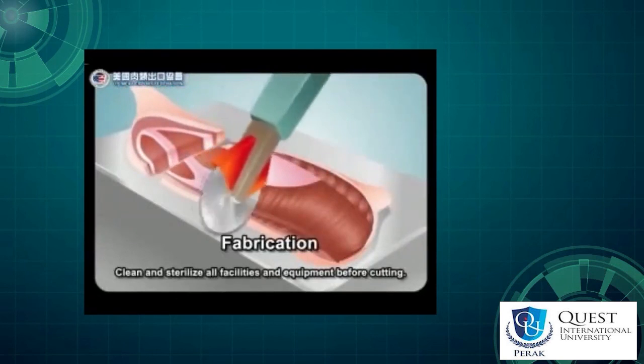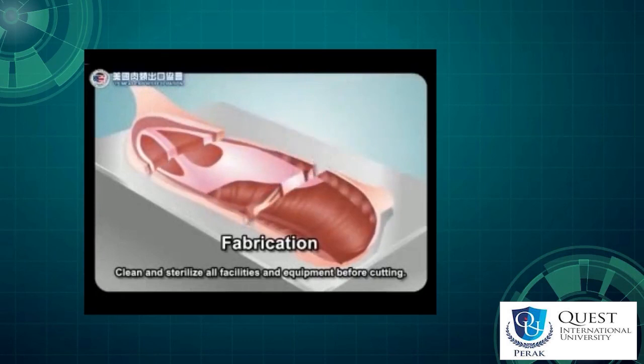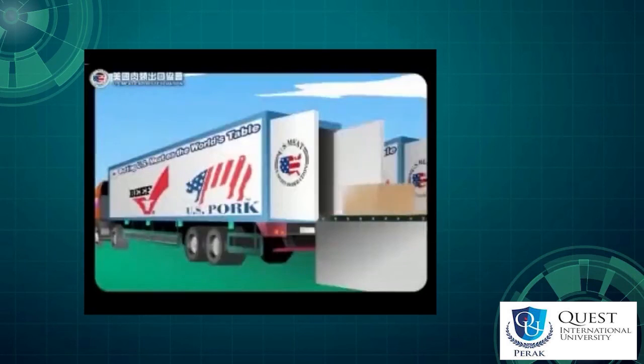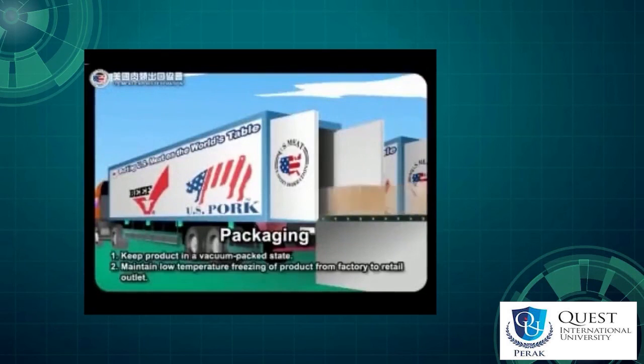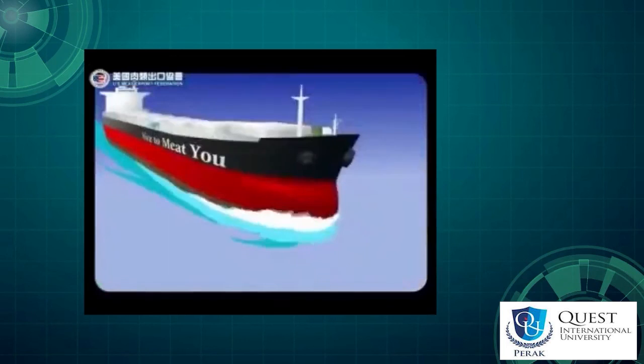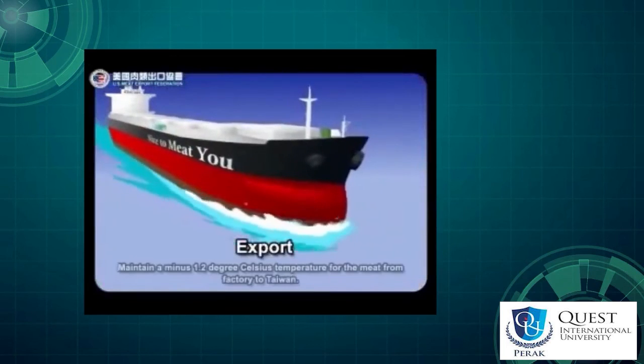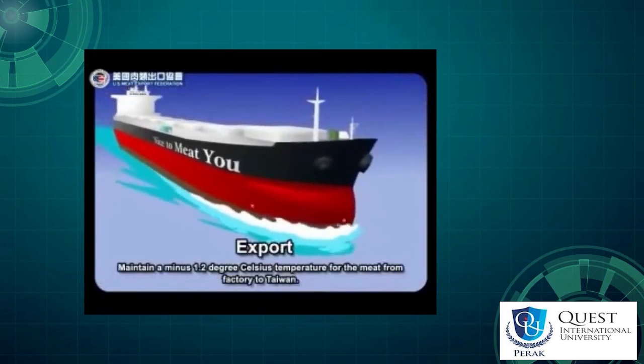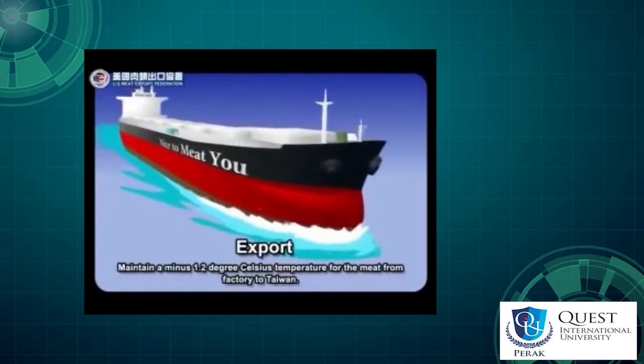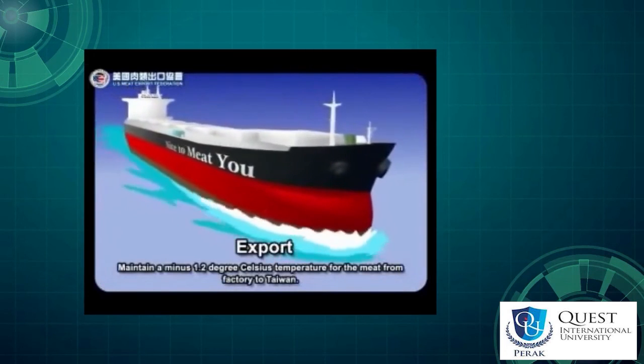Clean and sterilize all facilities and equipment before cutting. Packaging. 1. Keep product in a vacuum-packed state. 2. Maintain low temperature freezing of product from factory to retail outlet. Export. Maintain a minus 1.2 degrees Celsius temperature for the meat from factory to Taiwan.